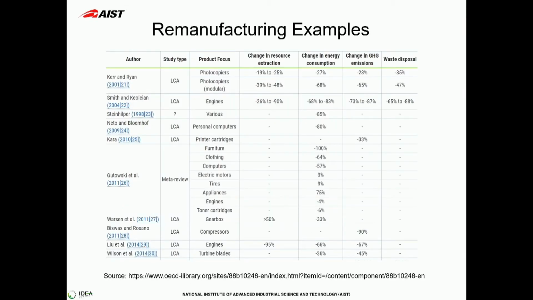This table is taken from an OECD report that shows the environmental benefit of remanufacturing. We can see that remanufacturing reduces the overall use of energy for a wide range of products, such as photocopiers, computers, compressors, engines, furniture, and clothing. Some studies also report changes in resource extraction, GHG emission, and the amount of disposal waste. And we can see that remanufacturing has benefit for those impact categories.